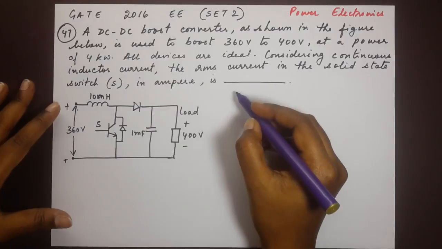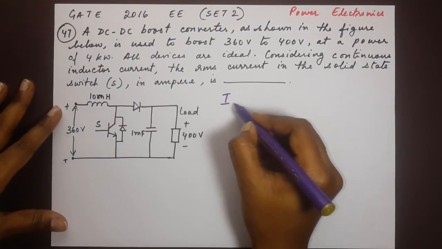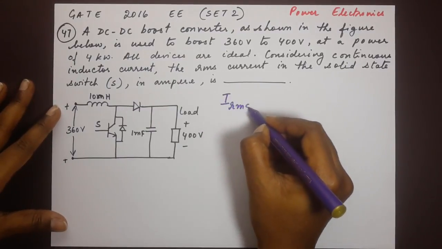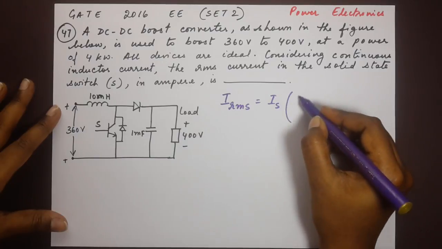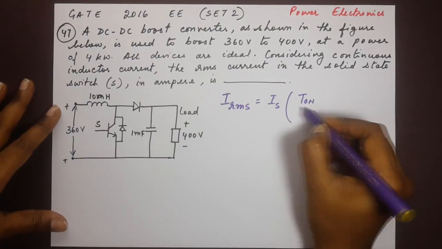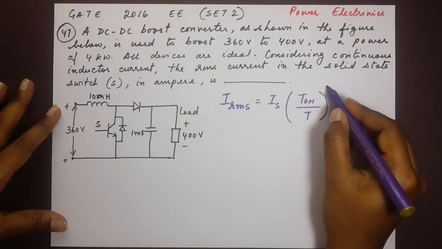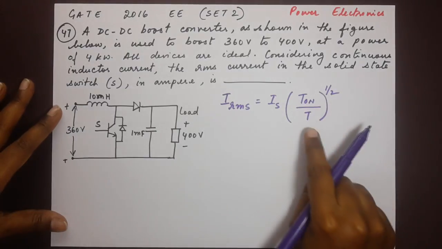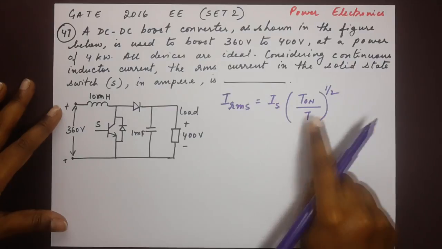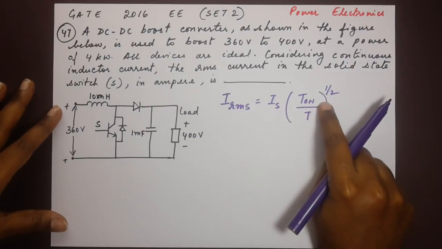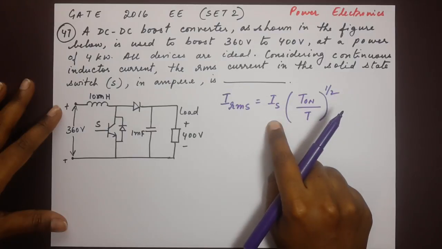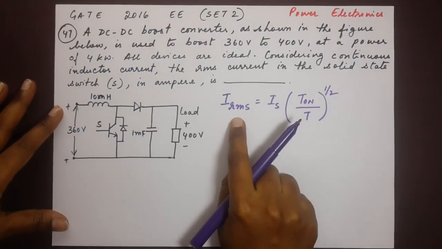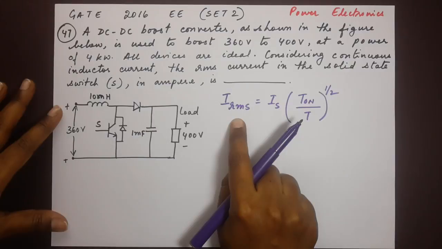Okay, so we have a relation here. IRMS is equal to IS times (T on divided by T) to the power of 1 by 2. This is the total time interval T. T on is when the switch is on. IS is the source current, and IRMS is what we are supposed to find out.